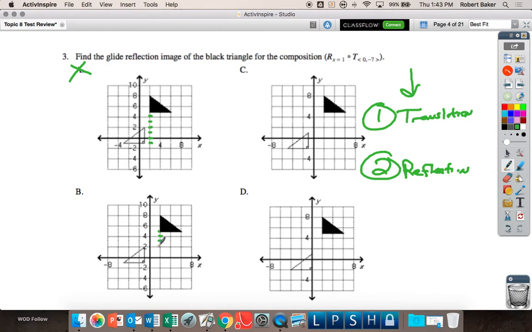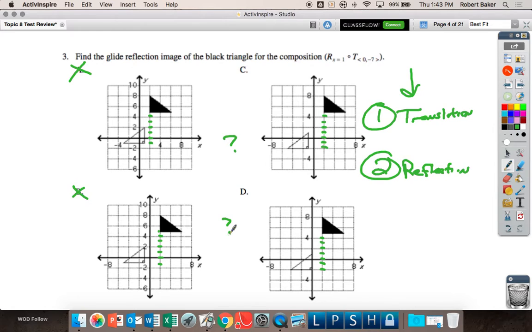1, 2, 3, 4, 5, 6. Is B correct? No. Okay, now it starts in the middle and it ends up on a line. It should be an odd number. 1, 2, 3, 4, 5, 6, 7. Yes. Possibility. Maybe. So it's either C or D.